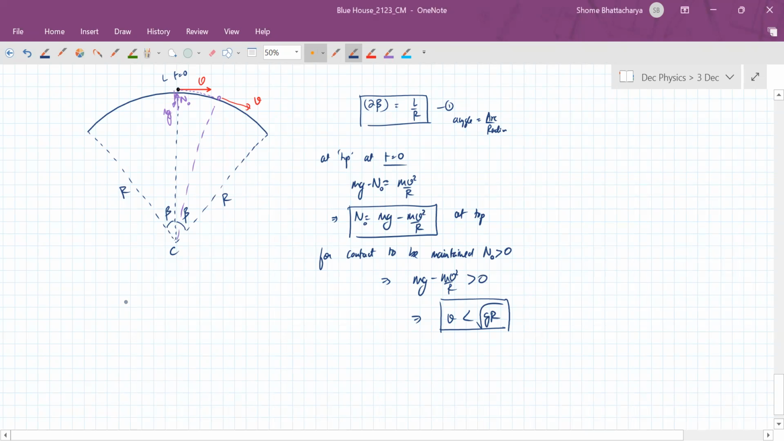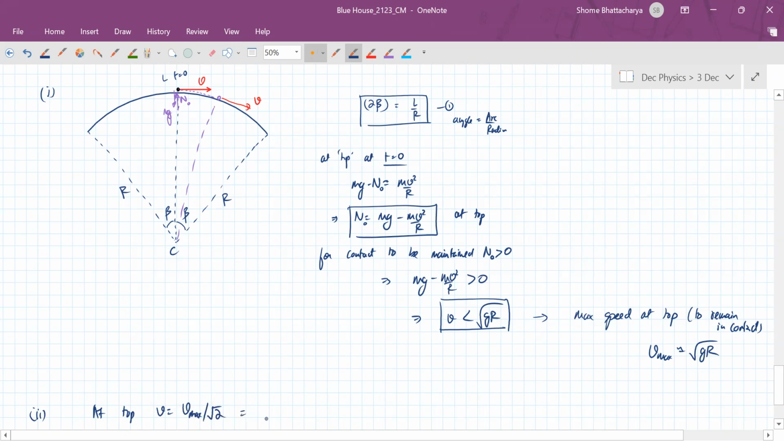Now let's come to the second part. So in the first part, it's almost equal to root GR. It should be slightly less than this one. Now in the second part, instead of this speed, at the top we are giving it a speed of that V max that we have calculated divided by root 2. So that is root GR by 2.